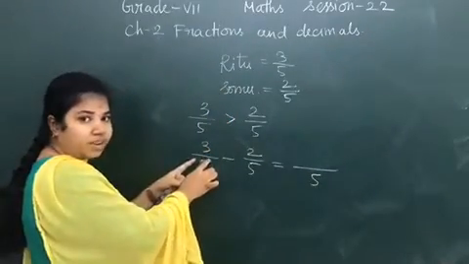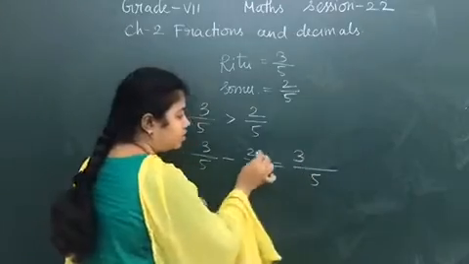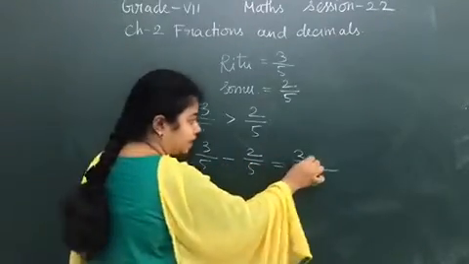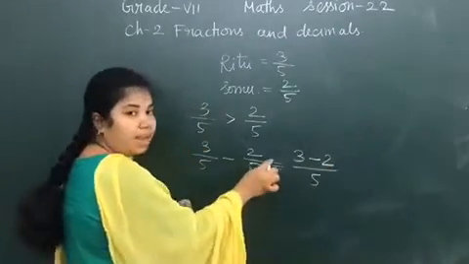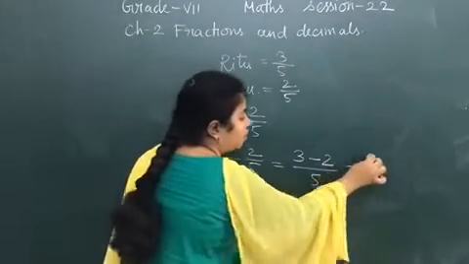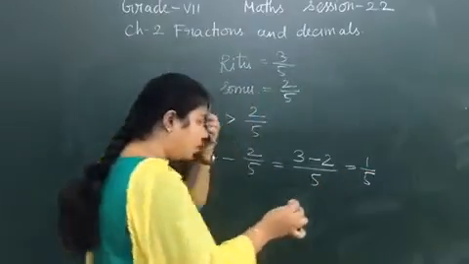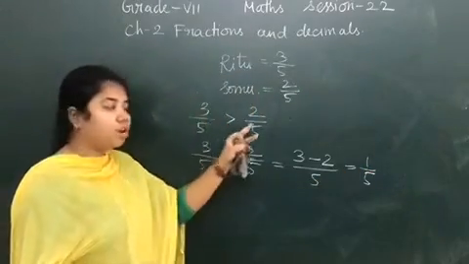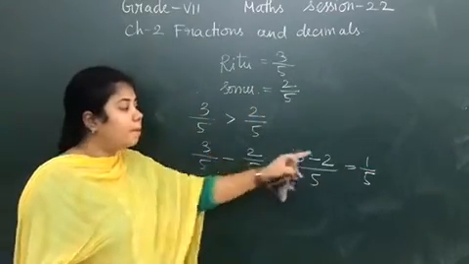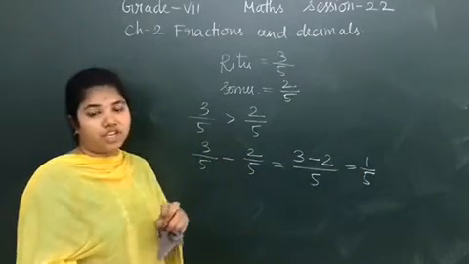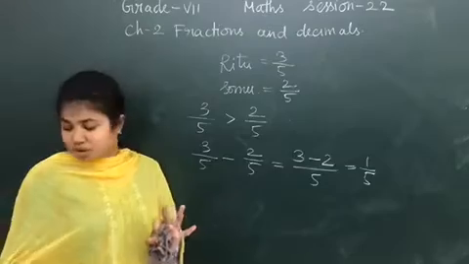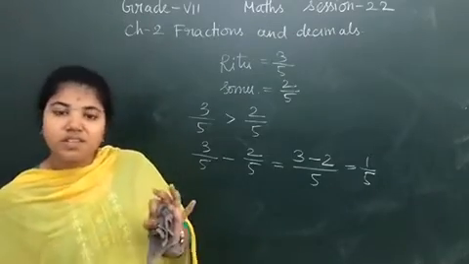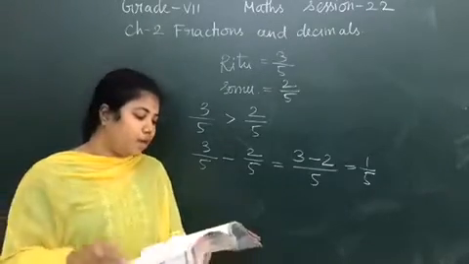Now what is my first numerator? 3. What is my basic operation? Minus. What is my second numerator? 2. Very good. So 3 minus 2 is equal to 1 by 5. So Ritu's part is larger than Somu's part by 1 by 5 fraction. Are you clear with both the sums, like the 6th and 7th sum in exercise 2.1?